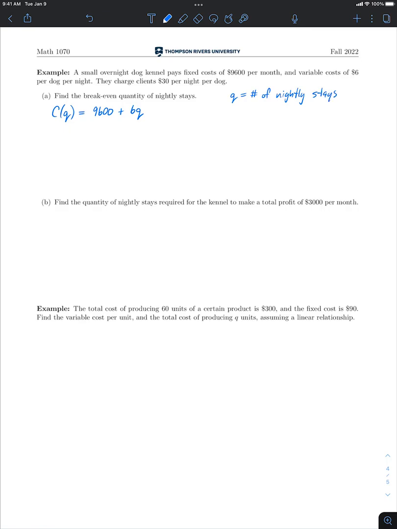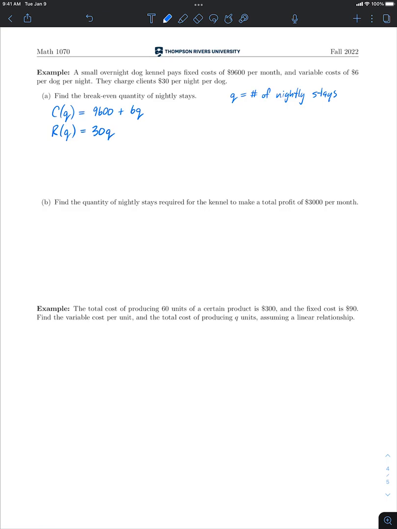So if Q is 10, that means you had 10 nights where the kennel hosted a dog. It might be this one dog for 10 nights, or it might be 10 different dogs each for 1 night, but whatever the case, maybe it's 10 nightly stays. So that's what Q represents, the number of nightly stays. Okay, well, they're also going to generate revenue there, right? The revenue that they generate is going to be given by, well, it says $30 per night per dog, right? So we're going to have 30 multiplied by Q. That's going to be your revenue function.